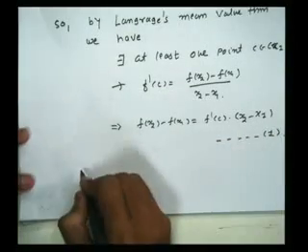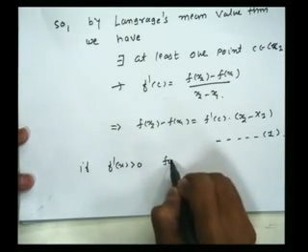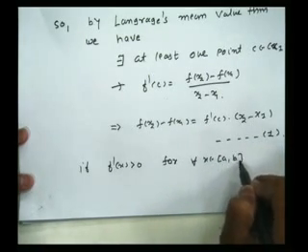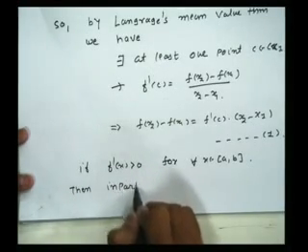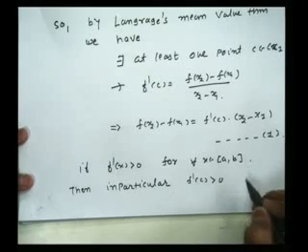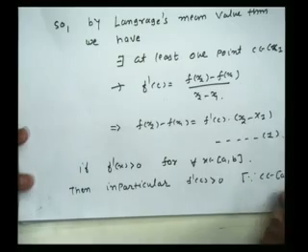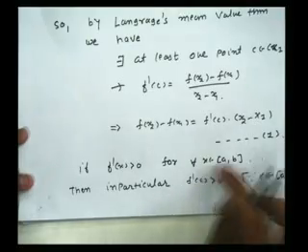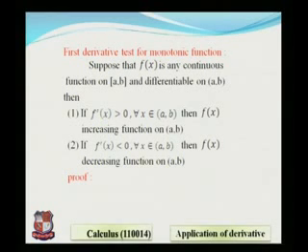Okay. Now we consider that if f dash of x is greater than 0 for every x belongs to this interval ab, then in particular we have f dash of c is greater than 0, because c is from this interval a to b. This is the reason why f dash of c is greater than 0: f dash of x is greater than 0 for every x belongs to ab and c belongs to this interval, so it follows that f dash of c is greater than 0. Now see equation number 1.